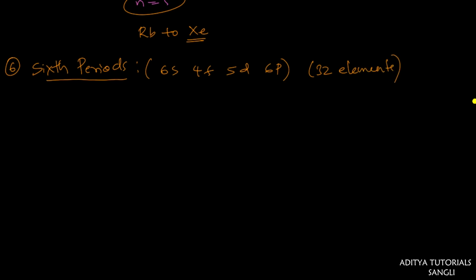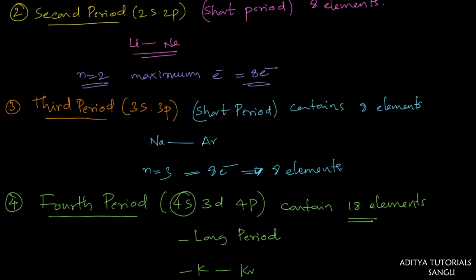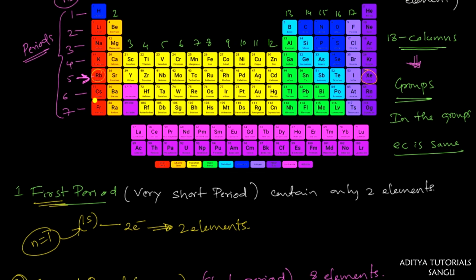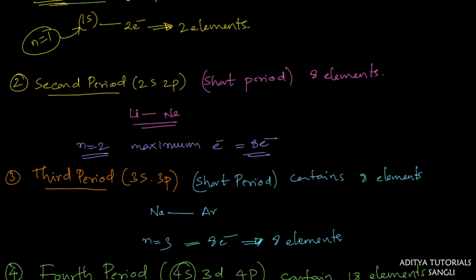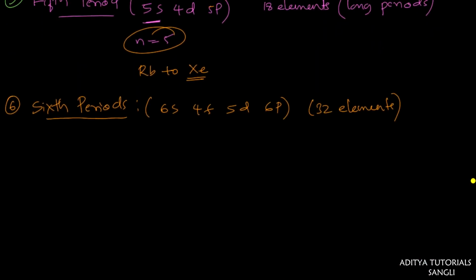You can notice here, this is cesium, 1, 2, 3, and come here 4, 5, 6, 7, 8, 9, 10, 11, 12, 13, 14, 15, 16, 17, 18, like that. So you have to continue up to radon, and you will find that the total number of elements is 32. Hence this is a very long period.